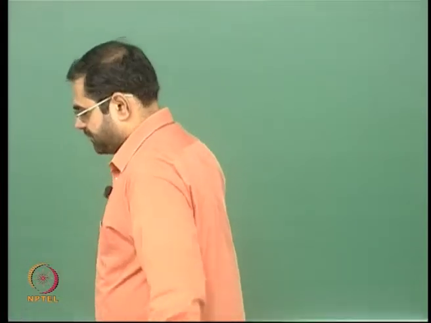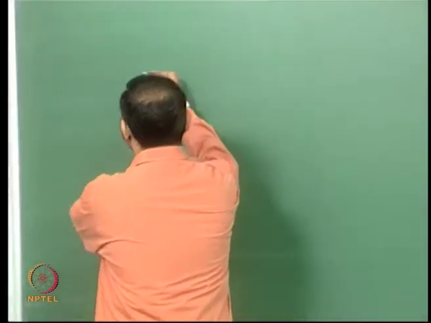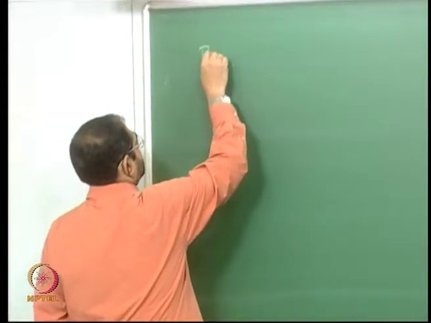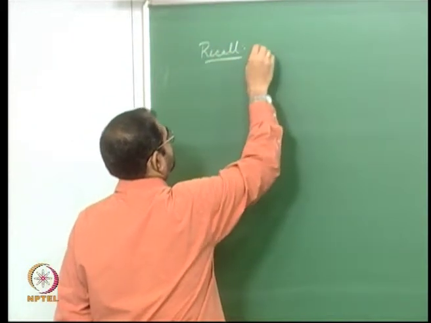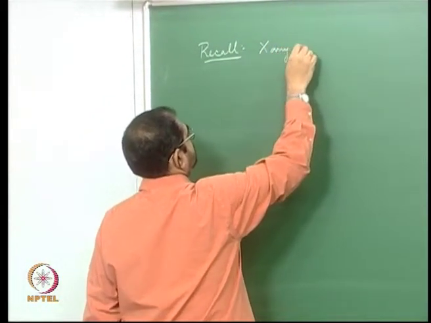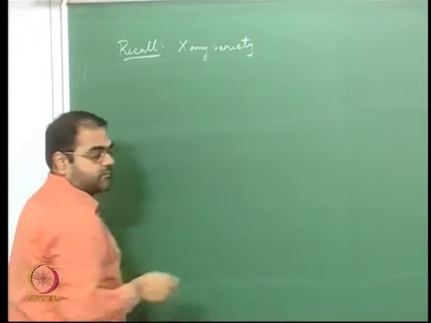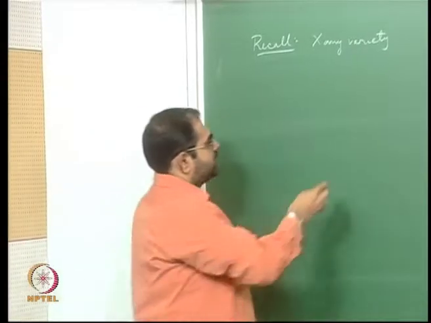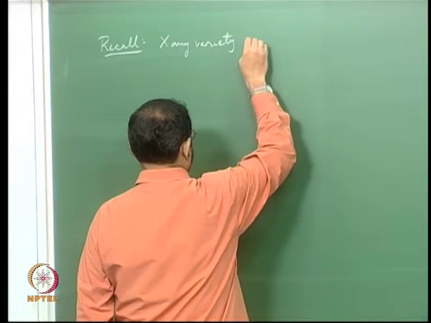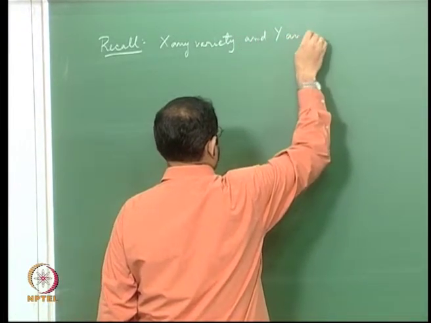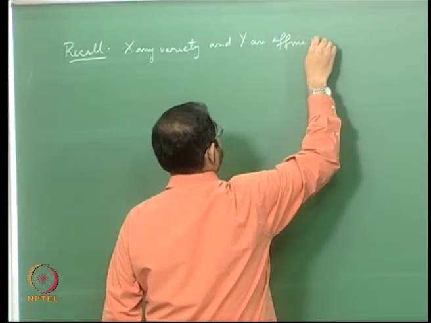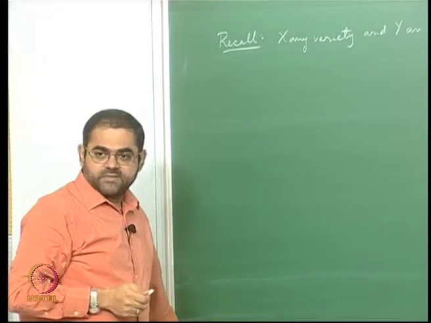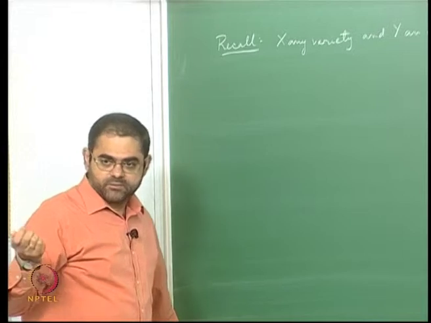I'll first recall the following thing from the previous lecture. So if you recall, X any variety, of course here for us any variety will mean either affine variety or quasi affine variety. And Y an affine variety, which means Y is an irreducible closed subset of some affine space over an algebraically closed field, of course.